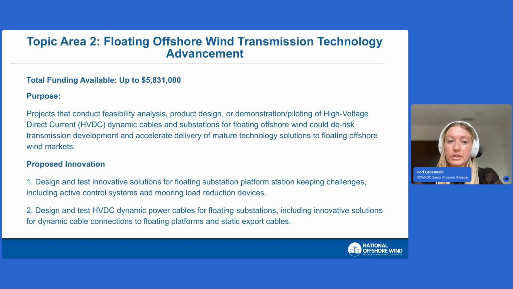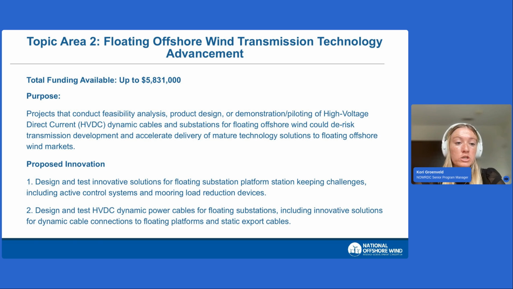Now moving on to topic area 2, focused on floating offshore wind transmission technology advancement. There's approximately up to $5.8 million available in this topic area, and the purpose is to fund projects that conduct feasibility analysis, product design, or demonstration or piloting of high voltage direct current dynamic cables and substations for floating offshore wind to de-risk transmission development and accelerate delivery of mature technology solutions to floating offshore wind markets.